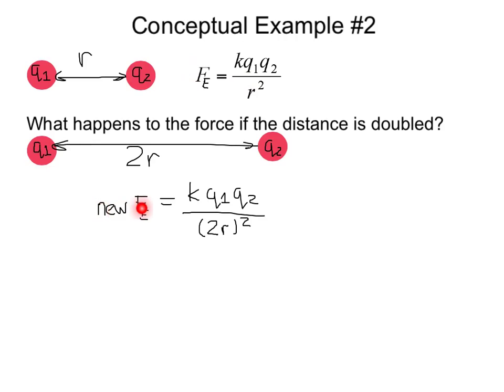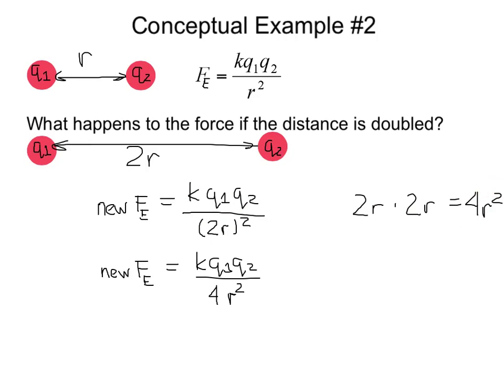So now we have the new electric force is equal to K Q1 Q2 divided by (2r) squared. Well, what is (2r) squared? Well, 2r times 2r is 4r squared. So let's put that in the denominator. So now we have the new electric force is K times Q1 Q2 divided by 4r squared.